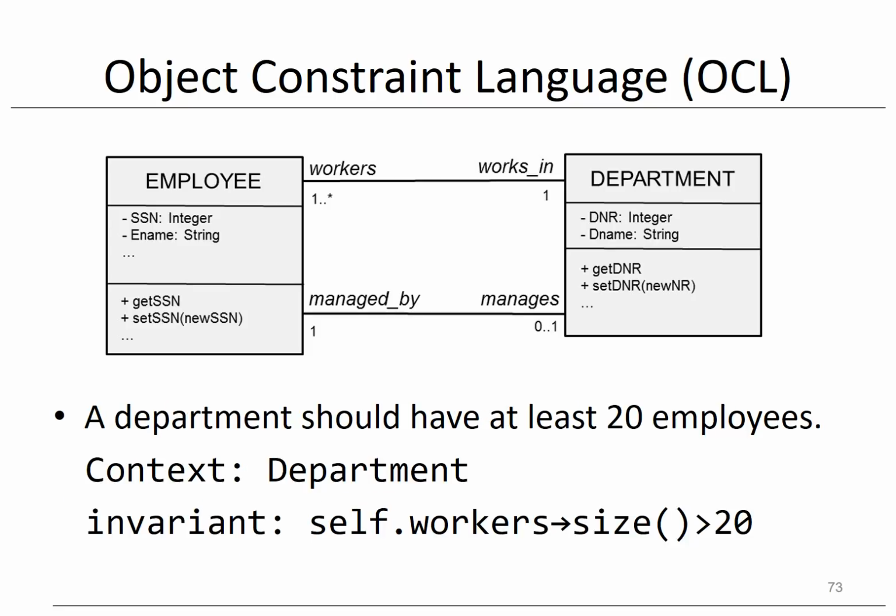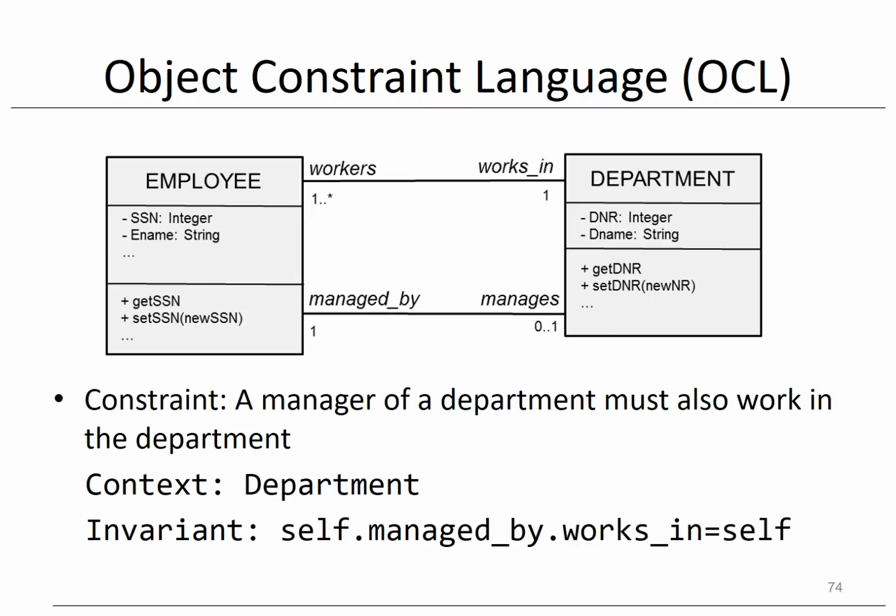A second constraint states a department should have at least 20 employees. The context is again department. Note that self.workers returns the set of employees working in a specific department. The size method is then used to calculate the amount of members in the set. A final constraint says a manager of a department must also work in a department. From these examples, it is clear that OCL is a very powerful language, which adds a lot of semantics to our conceptual data model.